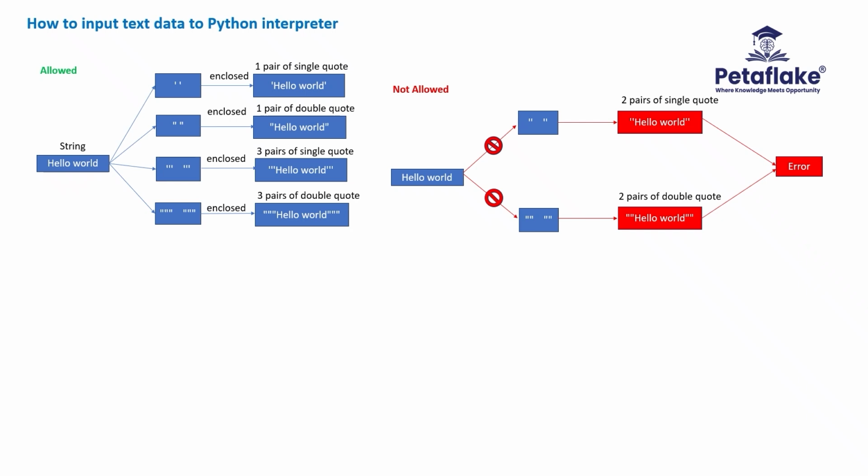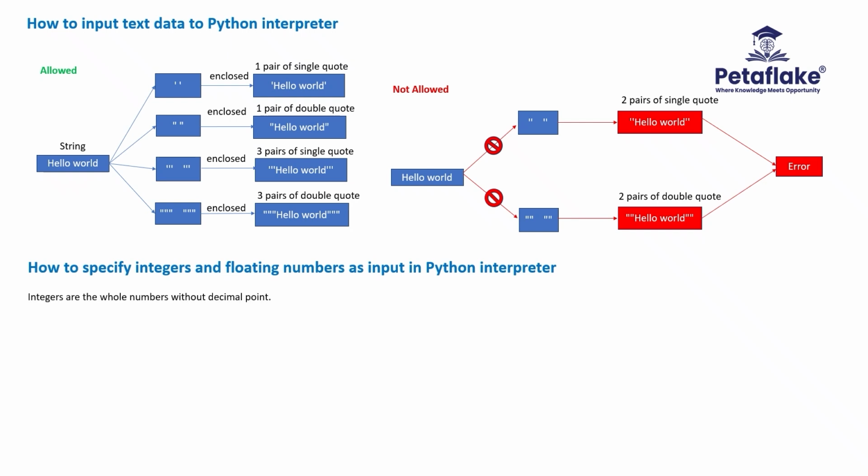Let's understand the rules we need to follow when providing integers and floating values to Python interpreter. Integers are the numbers without any decimal point. Python interpreter understands any number without decimal point as integers. Examples are 10, 100, 1000, 500, 700, etc.